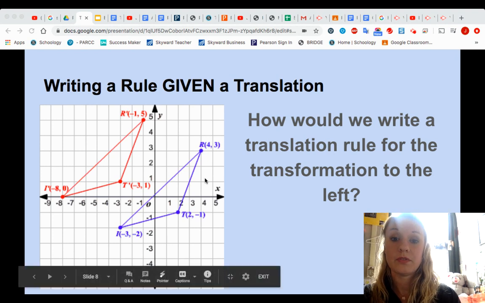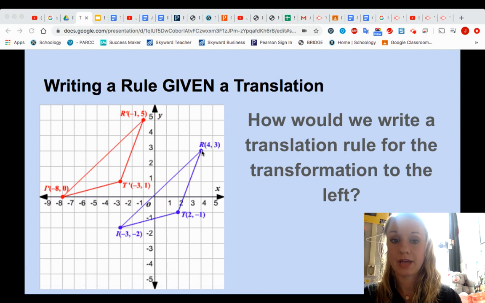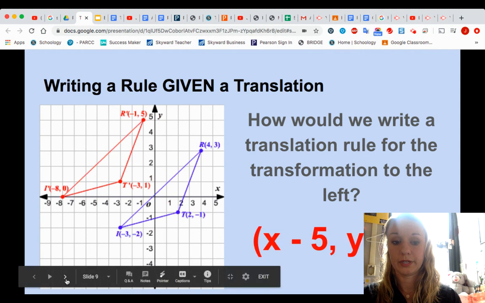All right, so you're looking from your pre-image to your image. All you want to do is pick one coordinate and see how it's moving. So if I'm picking R, I know that it's moving 1, 2, 3, 4, 5 to the left, and it's moving 2 up. So take a look at how that rule would look. 5 to the left and 2 up. And again, you guys are great at that when we did that together last week, when we were all together.